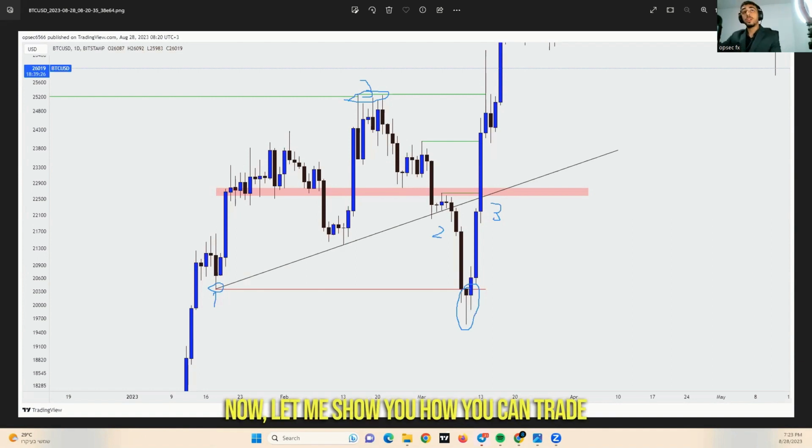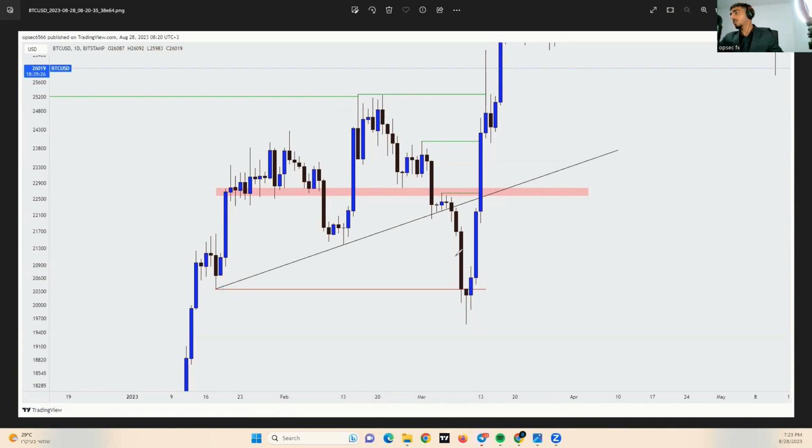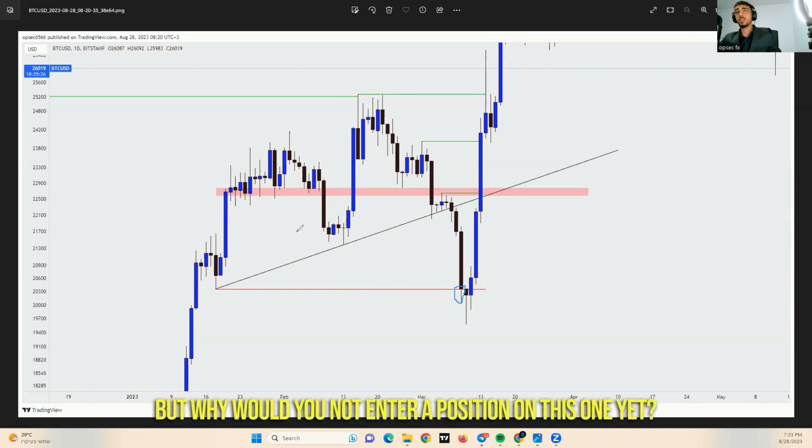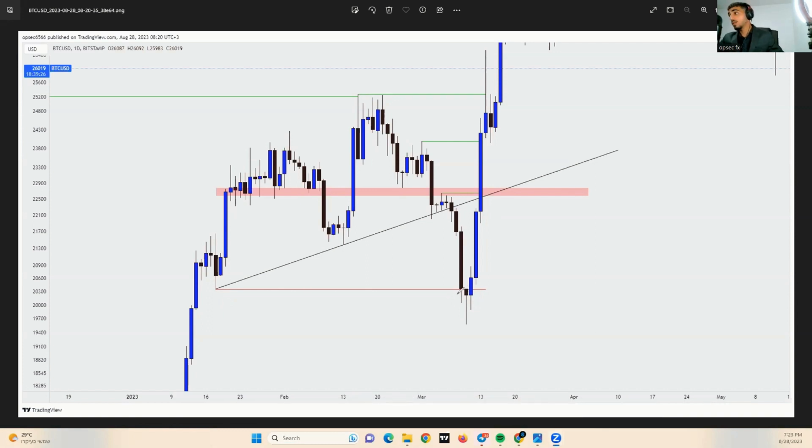Now, let me show you how you can trade this. For those who stuck until this point, you will learn how you can trade this. The way you should be trading this is once you have all 3 elements, if risk to reward is present, then you need to enter a position. On this candle, all the elements are offered, but why would you not enter a position on this one yet? Because we hadn't seen a reaction yet. It's still going down. It's still reaching for liquidity.